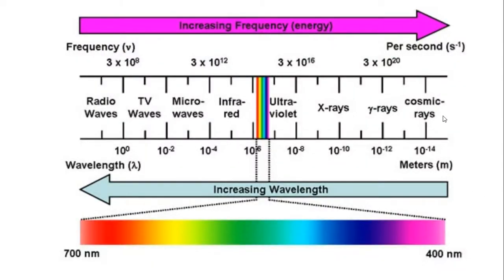Right, so here's our electromagnetic spectrum. All combined, we can see I have my frequency plotted up here. So as frequency increases, wavelength decreases.